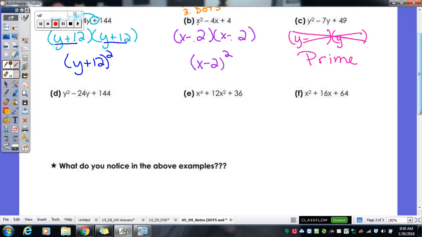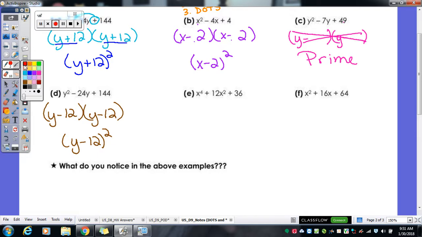All right, let's look at D. So do we have a GCF in D? Nope. We got 3 terms though, so trinomial. What will our signs be? Negative. And then what multiplies to 144 adds to 24? 12. Well, no, this one's minus, the other one was plus. So we would rewrite this as y minus 12 squared, because you got 2 of them there. What if I had 3 of them? I would write it as y minus 12 what? Cubed. If I had 3, I would make it cubed. If I had 4 of them, I would make it to the 4th. If I had 10 of them, I'd write it to the 10th.